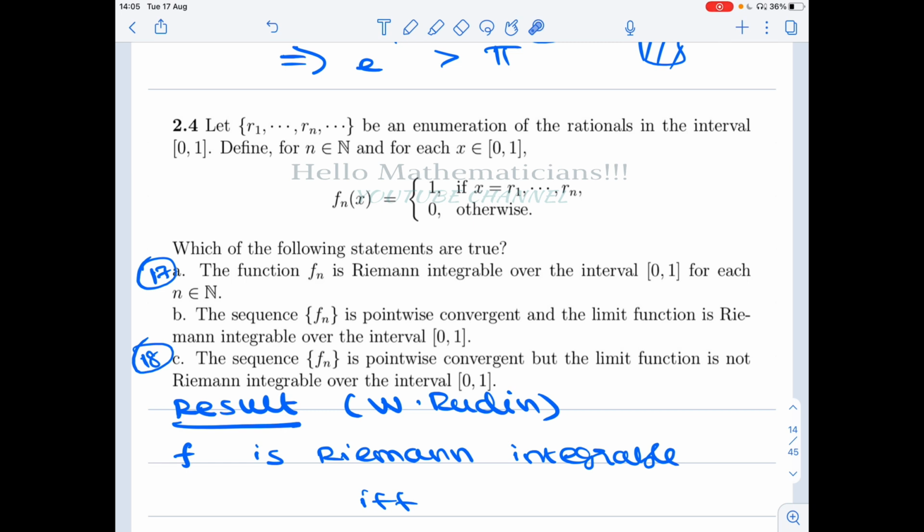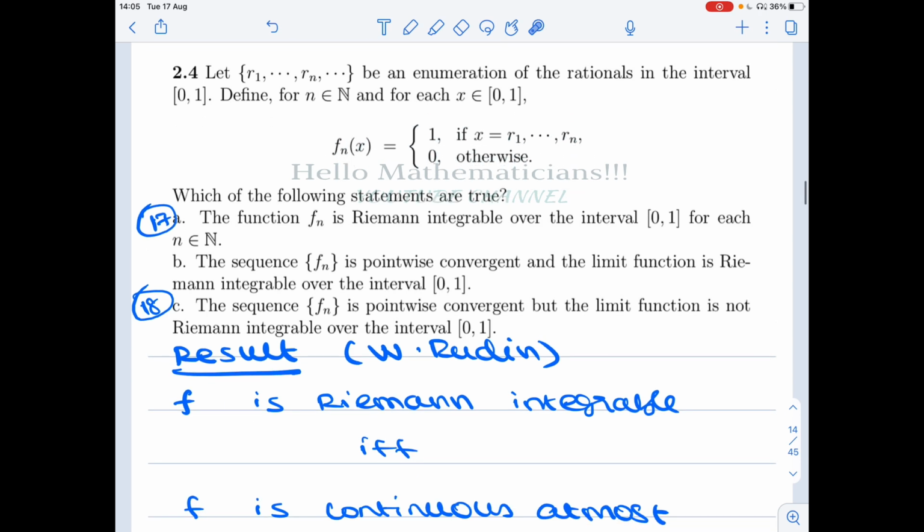Let R1, R2, etc. be an enumeration of the rationals in the closed interval 0, 1. For n belongs to N and for each x belongs to closed 0, 1, we define a sequence of functions fn of x equal to 1 if x equal to R1, R2, etc., Rn, and 0 otherwise. Note that as n tends to infinity, the set of places at which the function takes value 1 increases to the rational numbers. Therefore, the limit function of this sequence of functions will be the Dirichlet function.